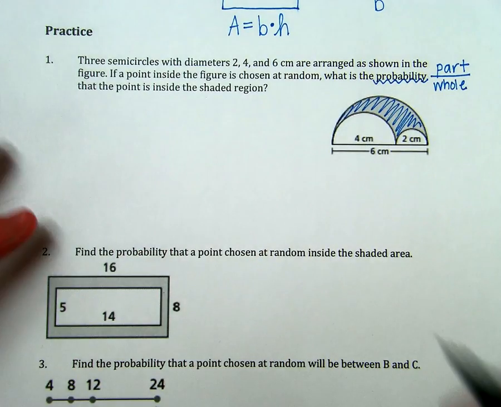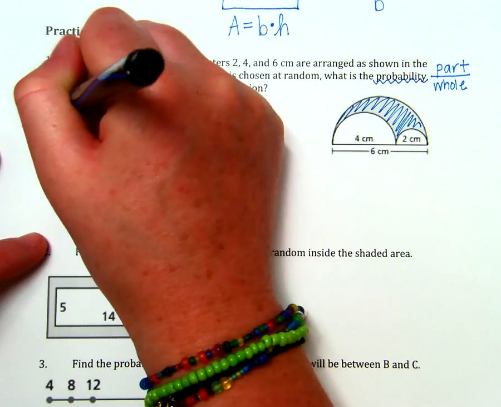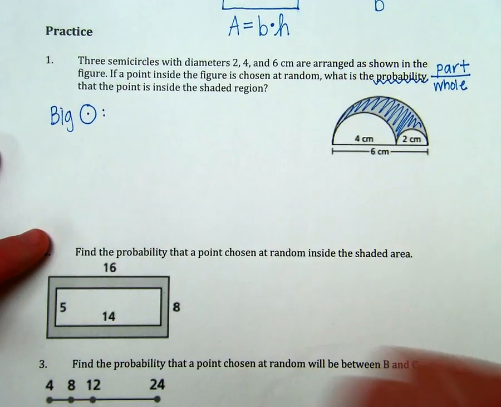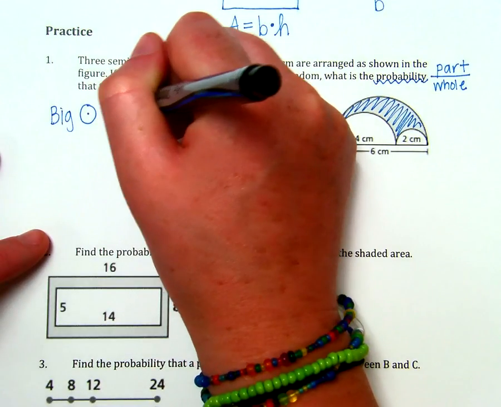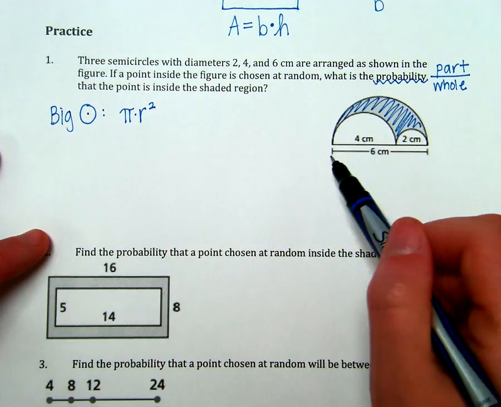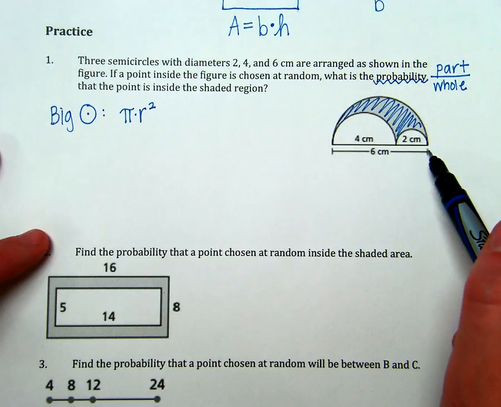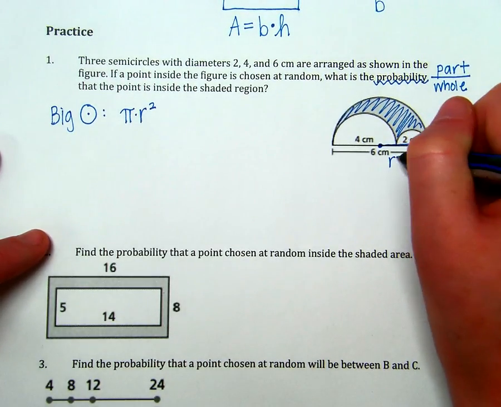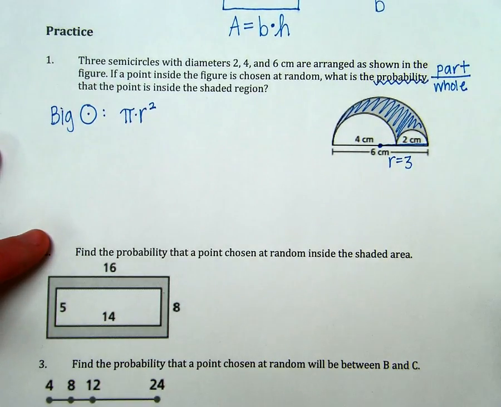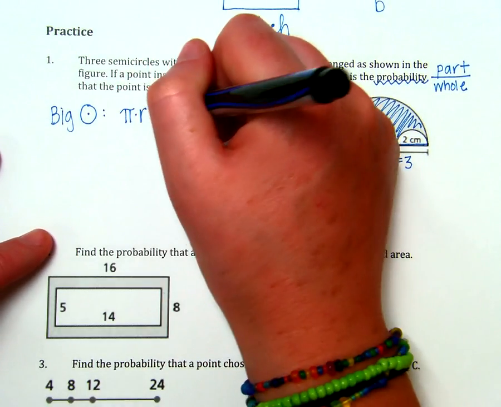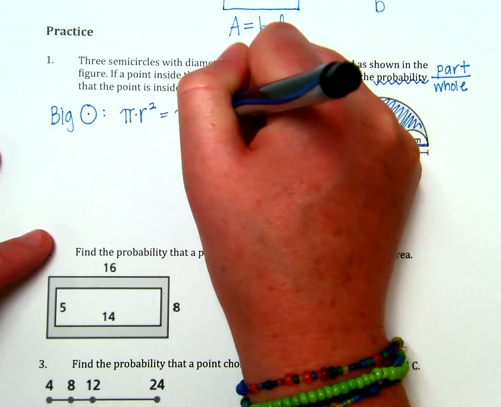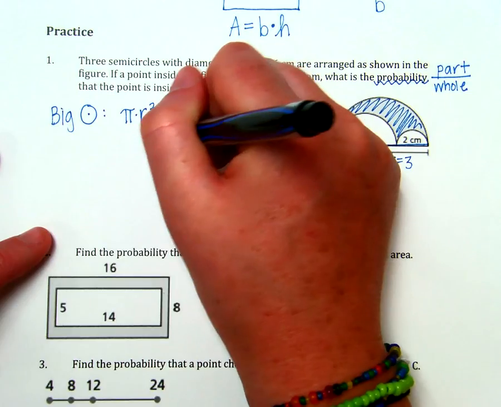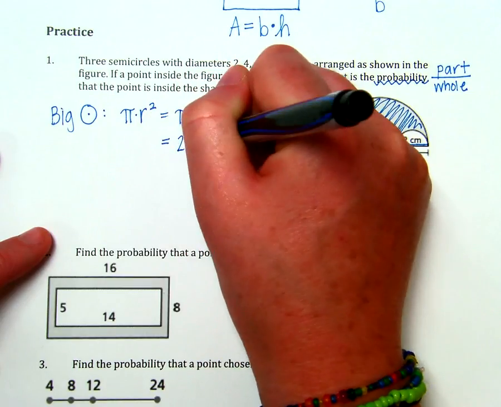So we've got the big entire circle. I'm going to do that first. I'm going to call this the big circle. And for the big circle, we're going to use the formula for any circle, which is pi r squared. If you look at all the way across the big circle, the diameter is 6 centimeters. That means that halfway across would be the radius, which is 3 centimeters. So I'm going to do pi times 3 squared. When you type pi times 3 squared in your calculator, it's a big long decimal, but if you round it, you should get 28.3.